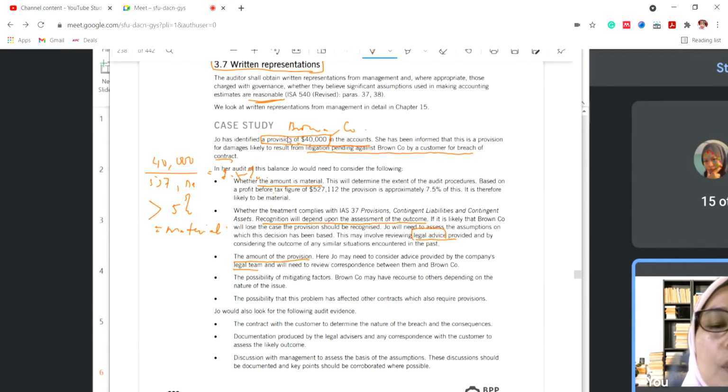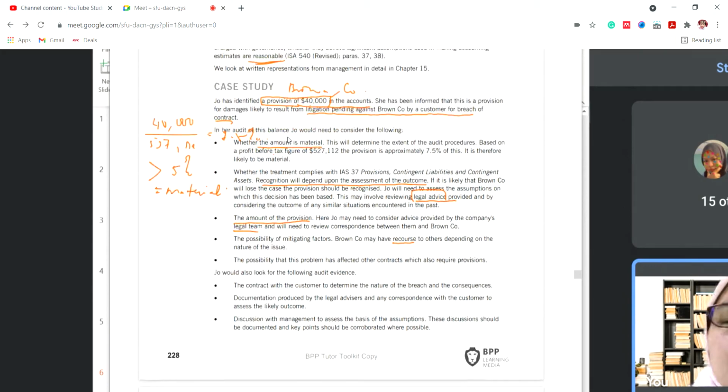correspondence between them and Brown Co. The possibility of mitigating factors, Brown Co may have resource to others depending on the nature of the issue. So mitigating the factors. So you look at the resources, to others. Depending on the nature. So what are the nature?